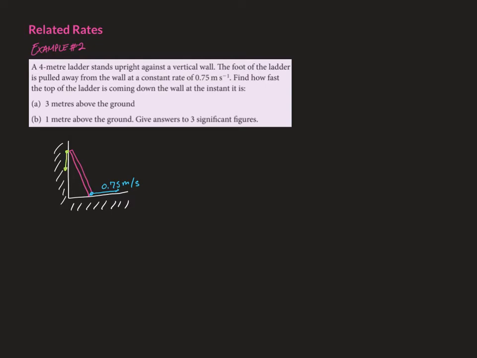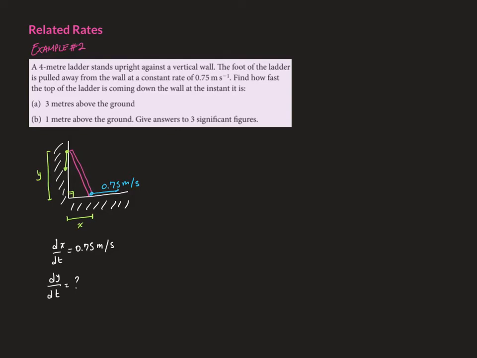So let's take advantage of this ladder forming a triangle with the ground and the wall, and let's define this side of the triangle as x and this side of the triangle as y. That way we know that the derivative with respect to time of x is the rate of change, 0.75 meters per second, and the question is calling for dy/dt. We don't know what this is.